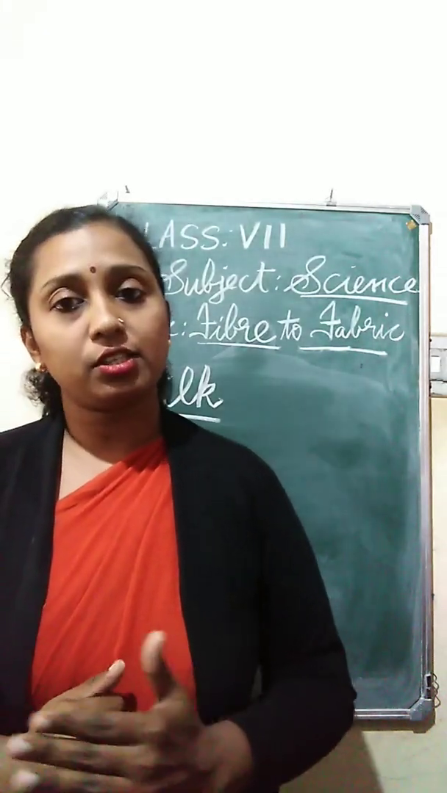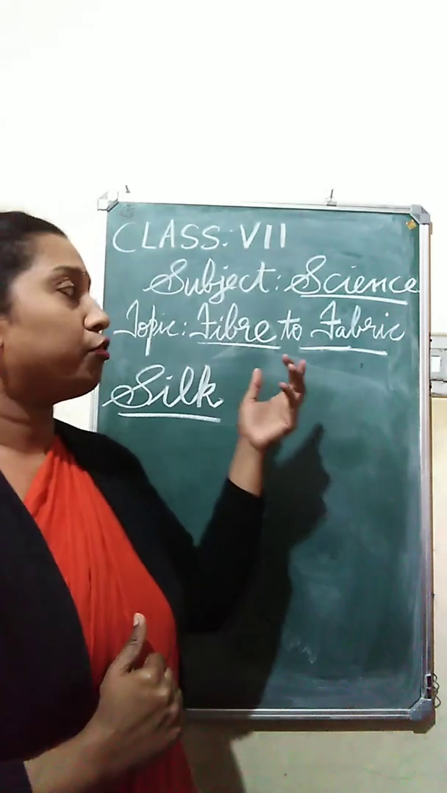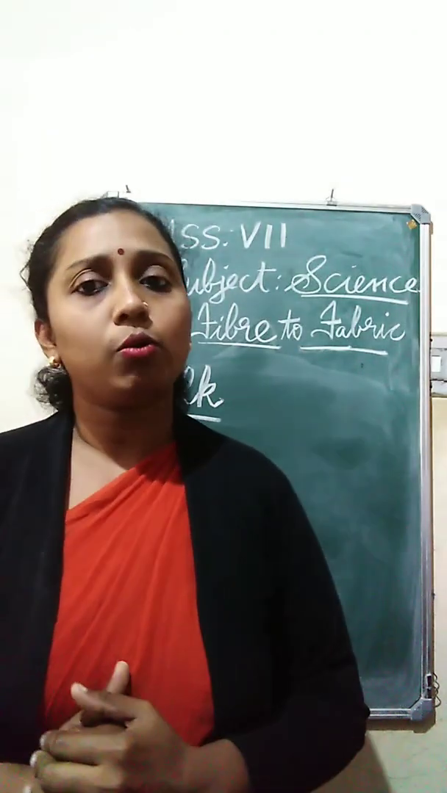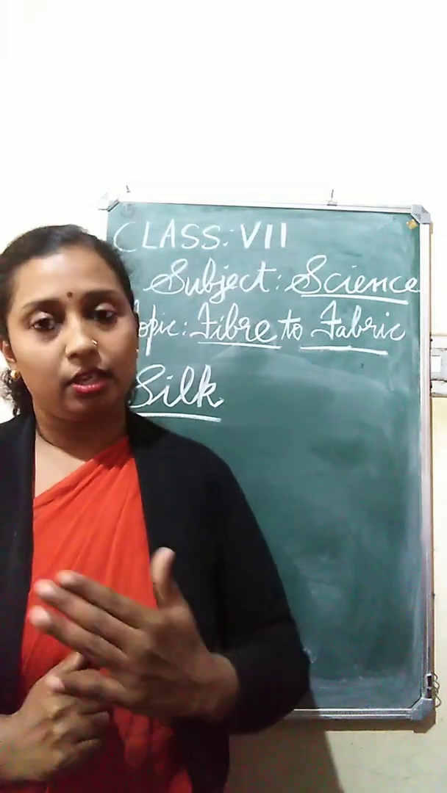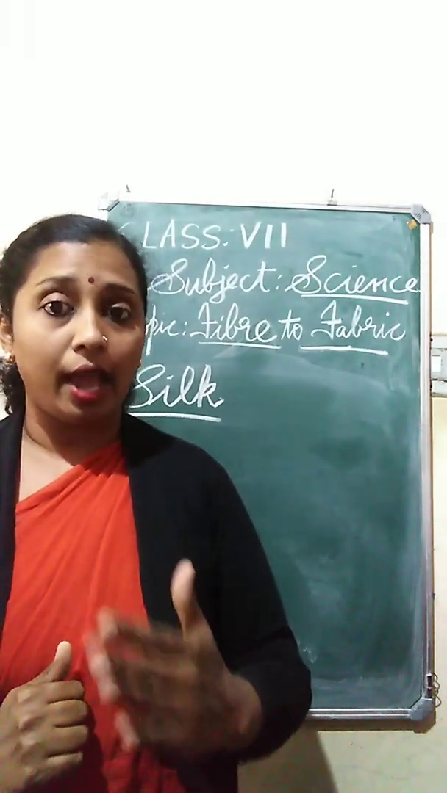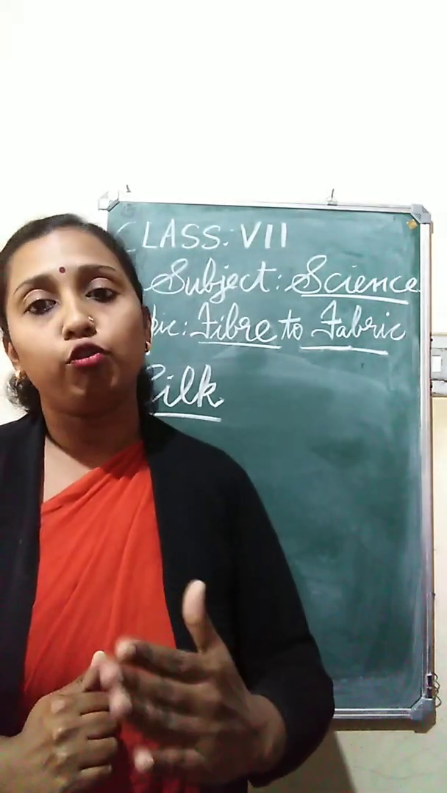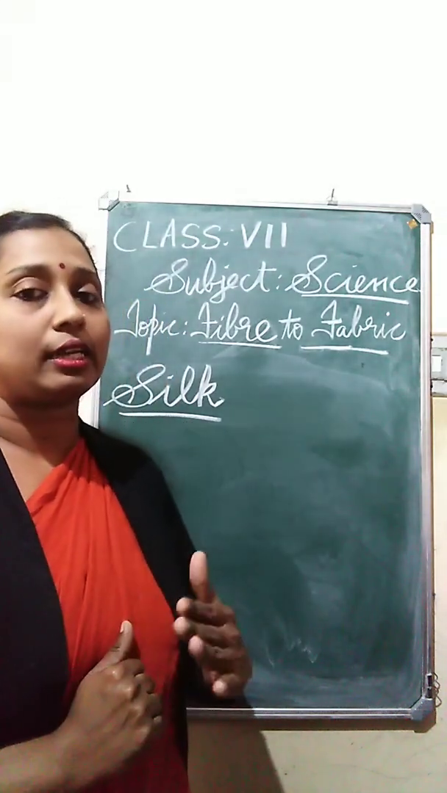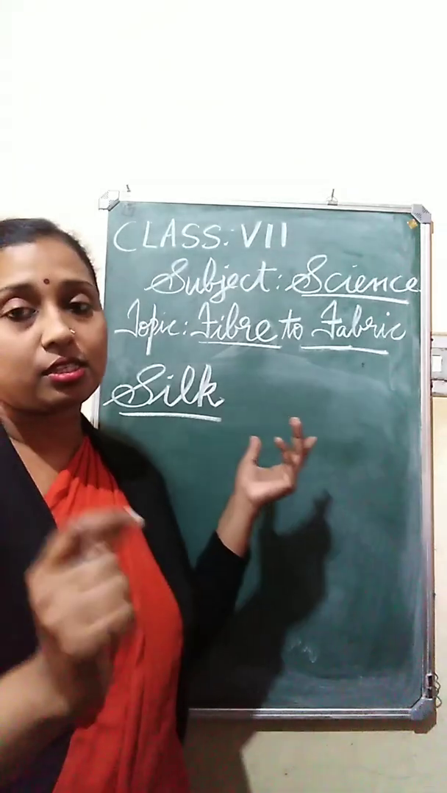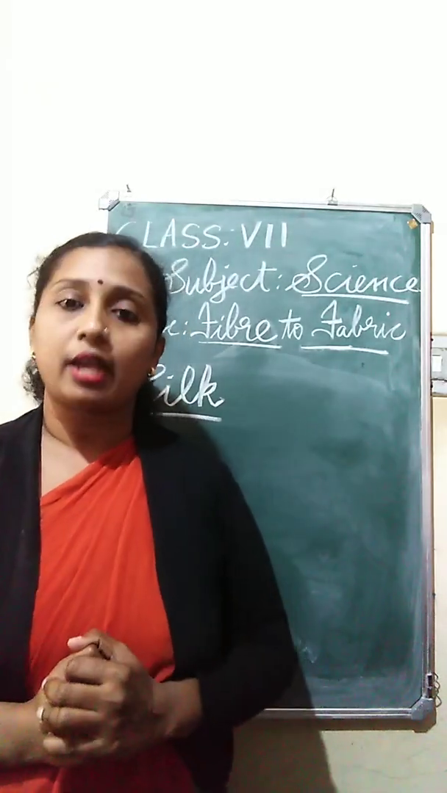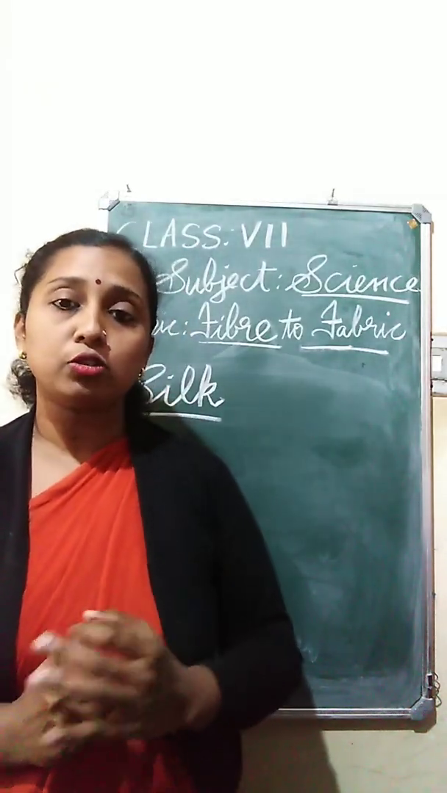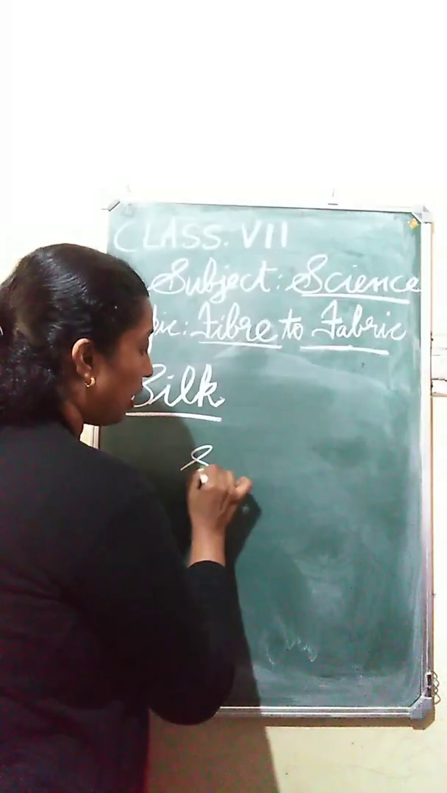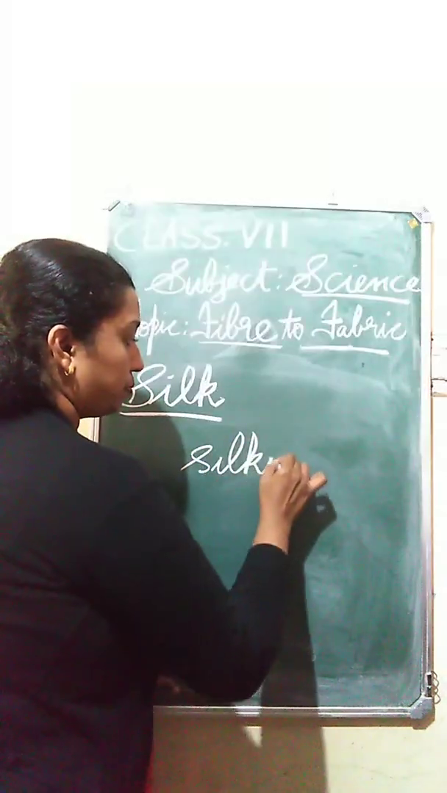This is the second session of our third lesson, fiber to fabric. Do you remember what we had learned last class? Yes, last class we had learned about animal fibers, that is the wool. Today we are going to begin with the next animal fiber, that is the silk. Silk is also an animal fiber that is produced from the silkworm.